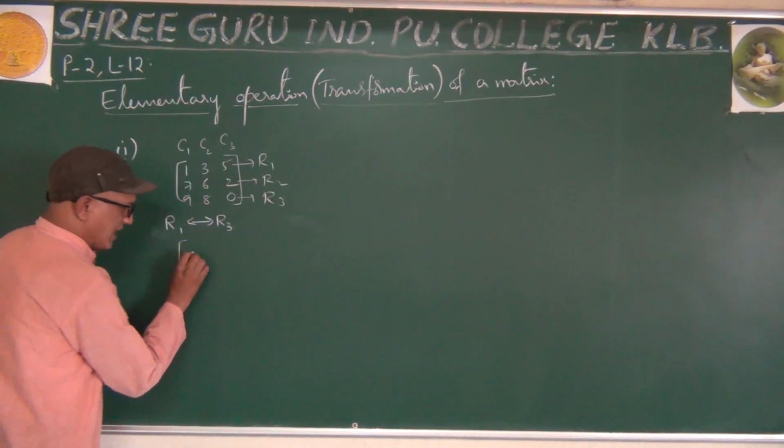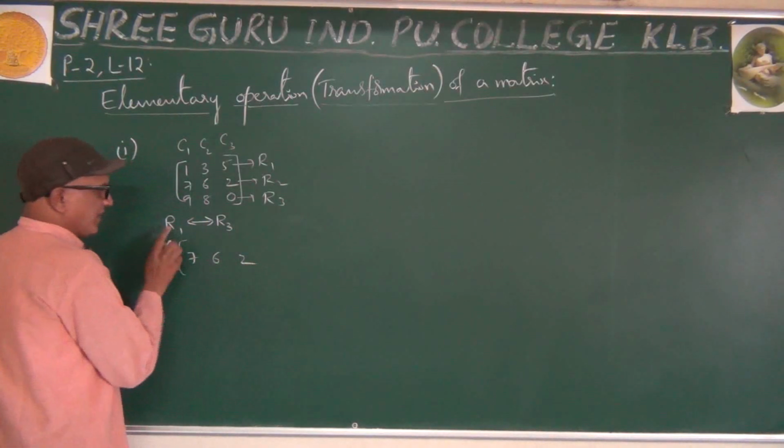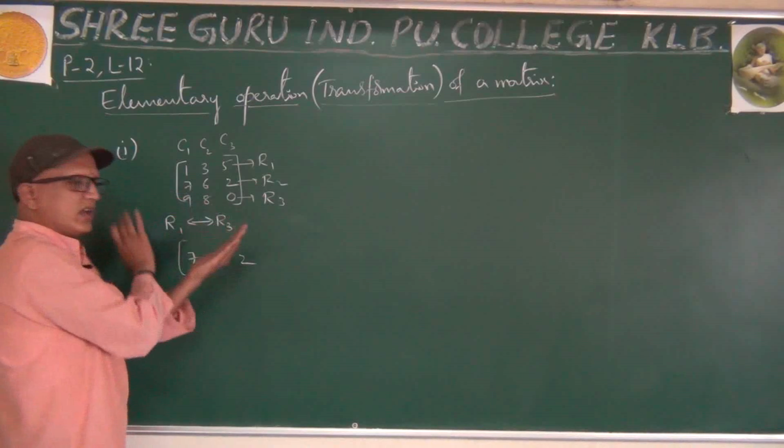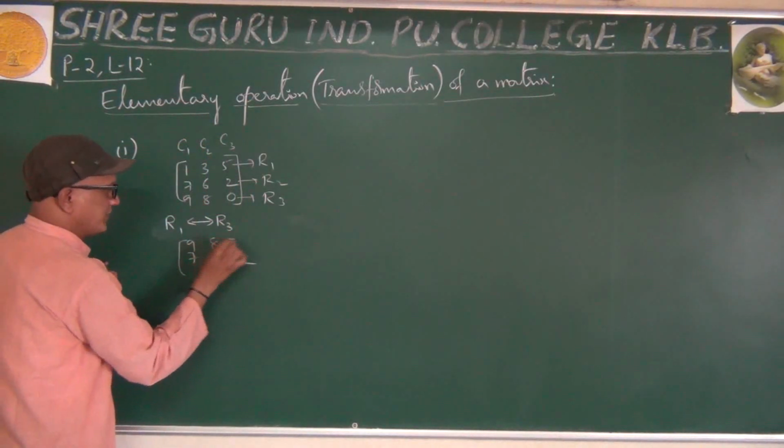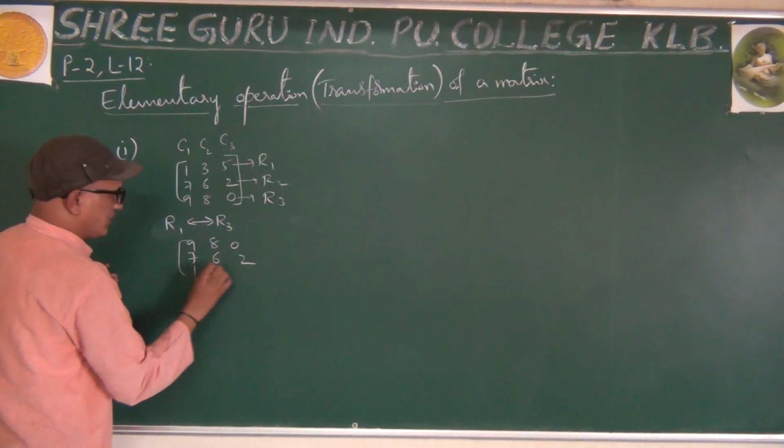The second row stays the same, 7, 6, 2. The first row and third row we are going to interchange. The third row becomes the first row, and the first row becomes the third.